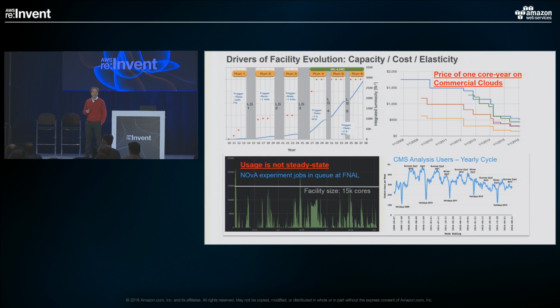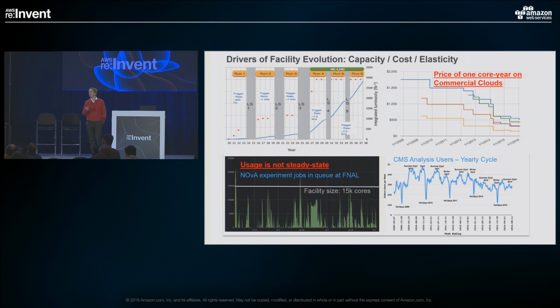Ten years from now, we were asked to design a system to ingest 2 exabytes of data per year, which to me is very scary. And so how do we do this? We have to consider capacity, cost, and elasticity.